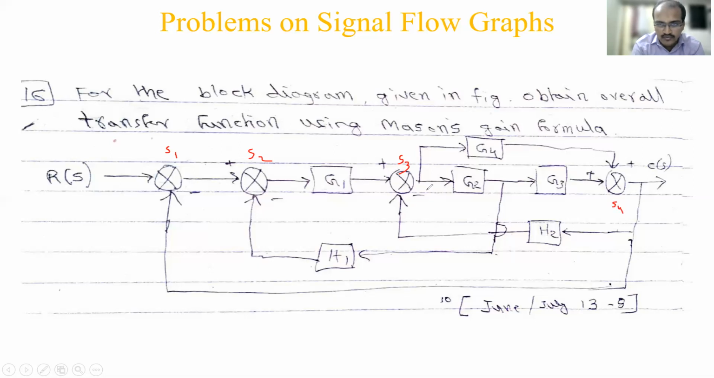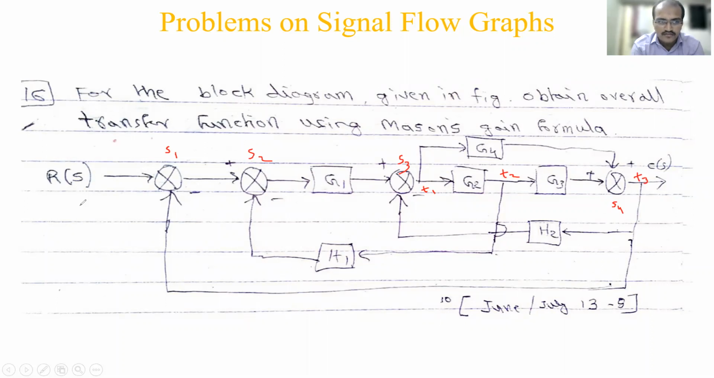So where are the takeoff points? This is one takeoff point here, so I call it T1. It may be upper or lower, you have to consider. T2, and then finally here T3. Right. So there are 4 summing points and 3 takeoff points, and you have identified them with names.